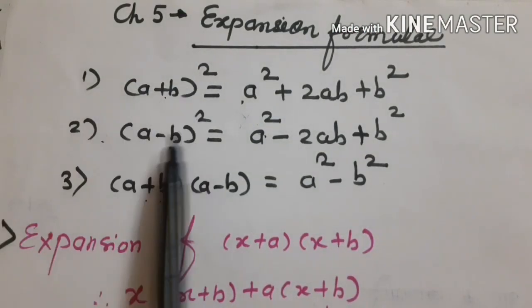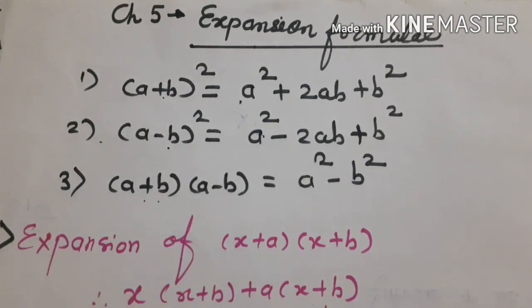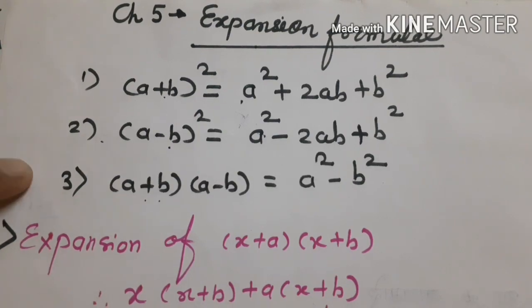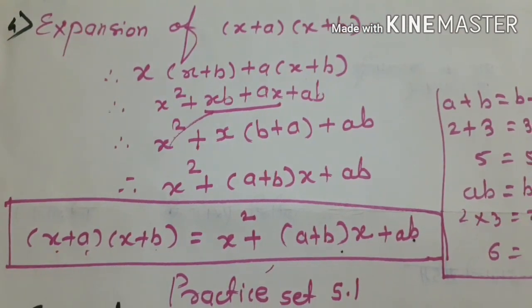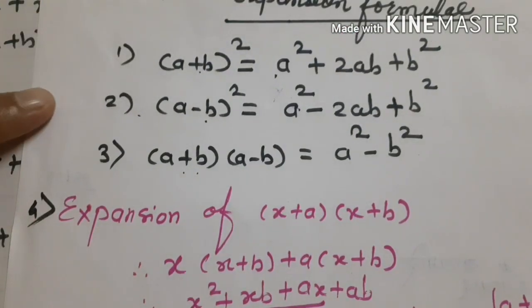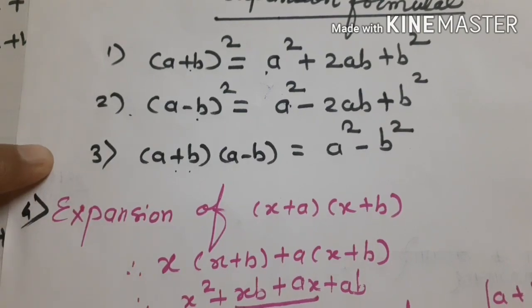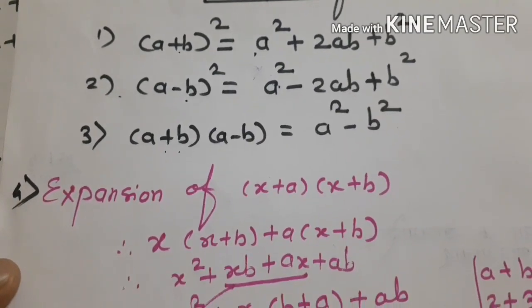The first three expansions we have already learned. If you have forgotten them, learn all these three again, and the fourth expansion also. In this way, about 10 to 12 expansions we will learn this year. Next, a plus b bracket cube, a minus b bracket cube. Also our terms increase, a plus b plus c. That's why we go step by step. First we learned a plus b bracket square, second a minus b bracket square, third a plus b into a minus b, and today x plus a and x plus b.